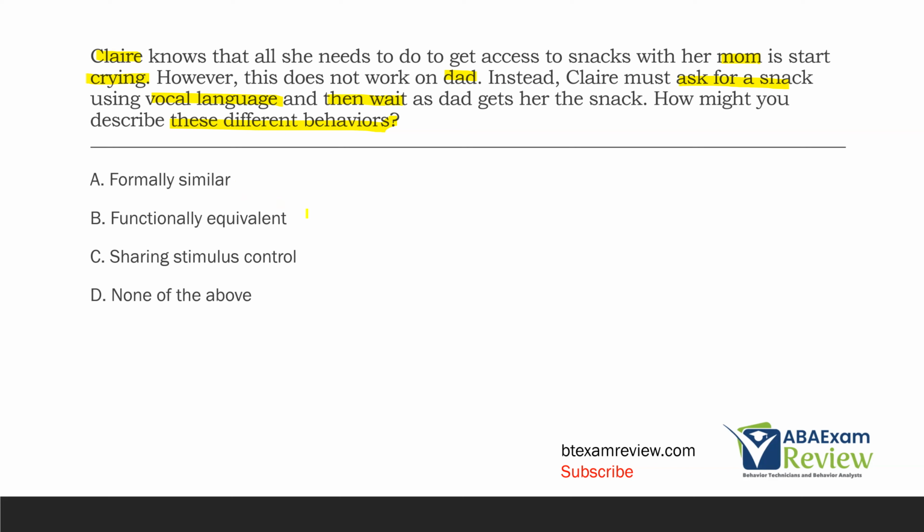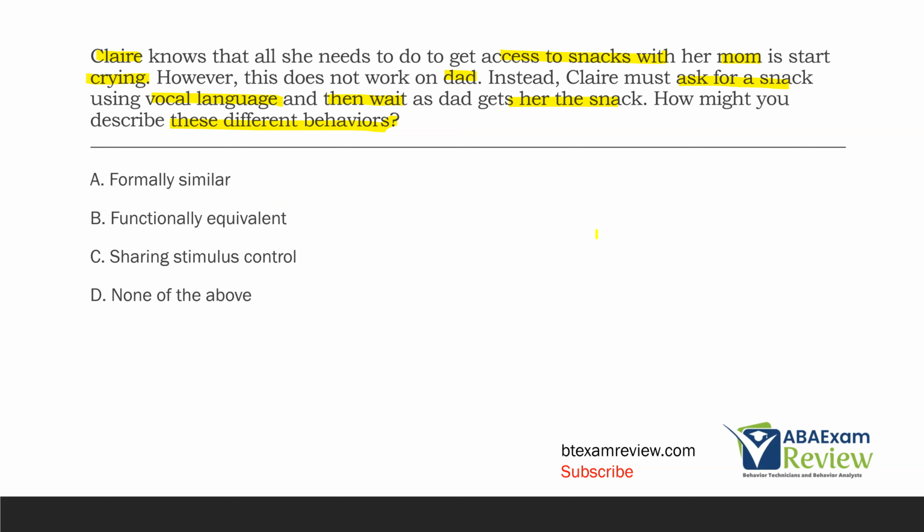What about B, functionally equivalent? Do they serve the same function? Well, what does Claire achieve by the behavior? She gets access to snacks, and then she gets snacks. So in both cases, even though the behaviors are very different, Claire is getting access to those snacks. We could easily describe these behaviors as functionally equivalent.